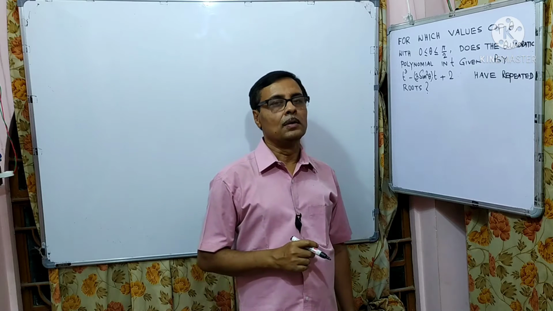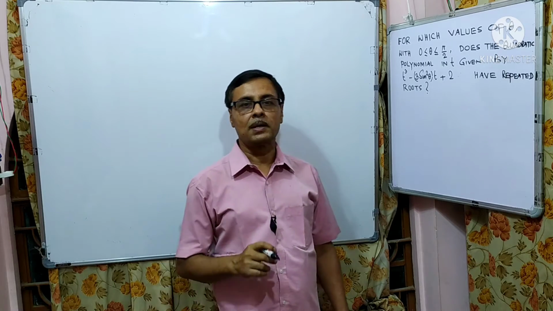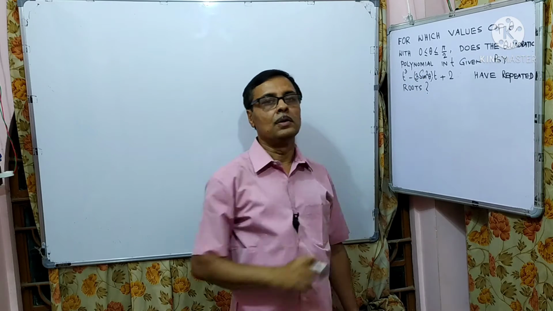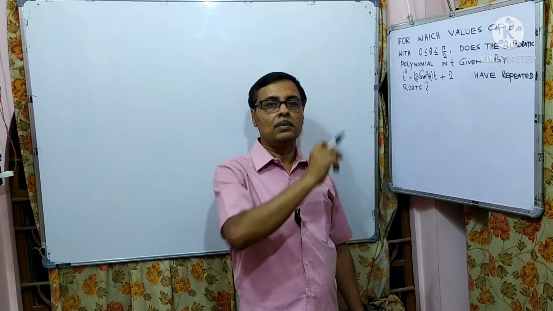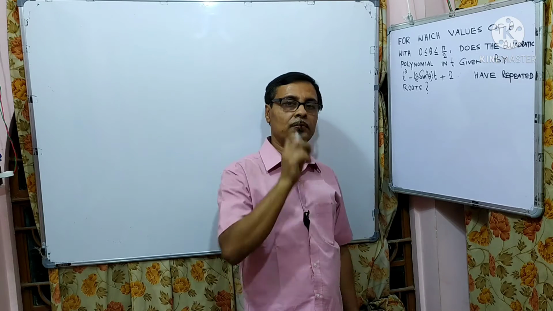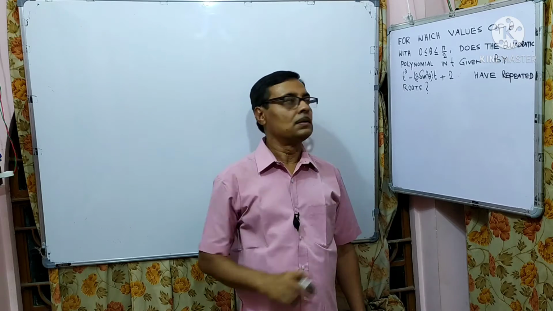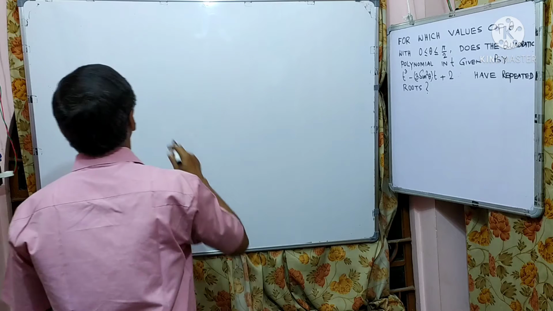The polynomial in t, which is t cube minus 3 sin square theta into t plus 2, has repeated roots, that is double roots, that is, it has two equal roots. We have to find out the values of theta for which this will happen. Now let's start the solution.